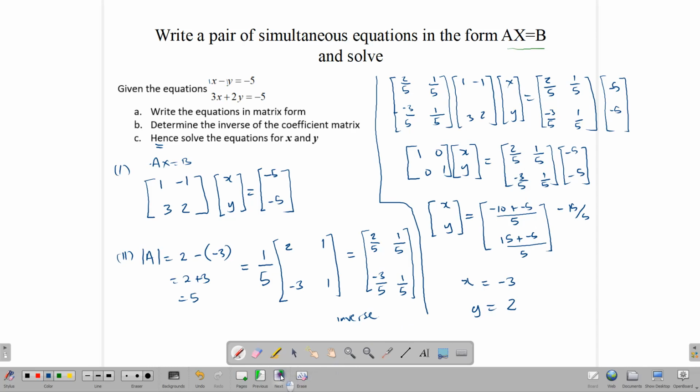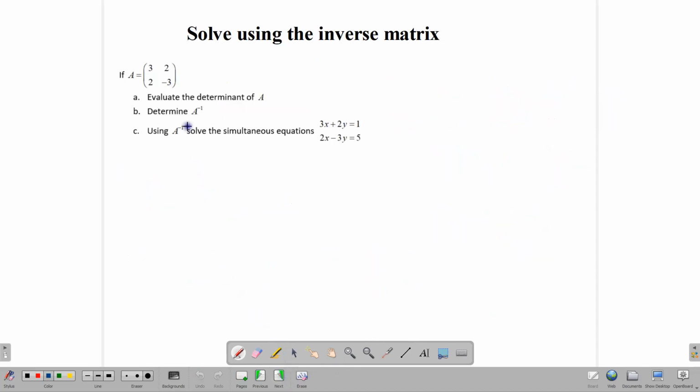Let's try it again with a different question, of course. So if we have A equal to 3, 2, 2, negative 3, this is how CXC writes some of those questions, then we can first evaluate the determinant of A. So let's find the determinant of A. So part A of the question says the determinant of A is going to be equal to negative 3 times 3 minus 2 times 2. That gives us negative 9 minus 4. And that gives us negative 13.